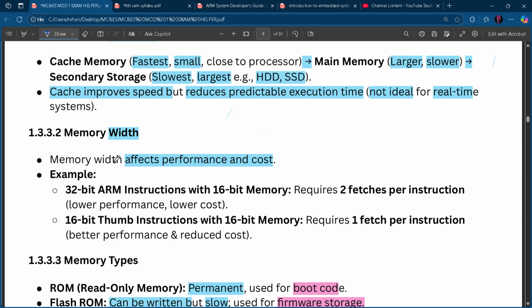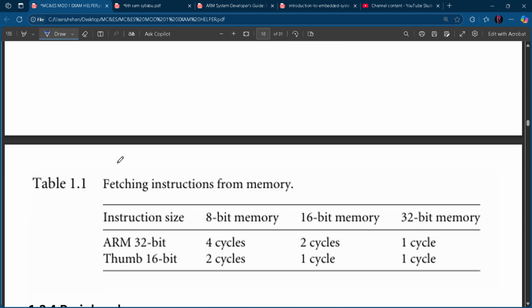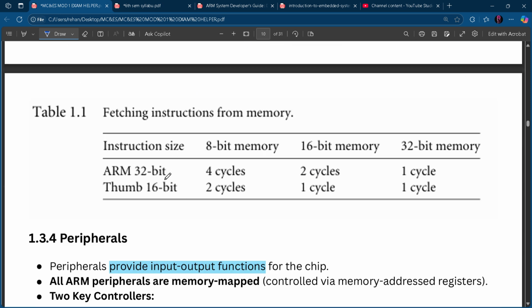Memory width, it's nothing but the size. Memory width affects the performance and cost. For example, you have a high bit instruction, but you have a lower bit memory, so it requires multiple fetches. Whereas if the instruction and the memory are the same bit, or the memory is of higher bit, then it requires fewer fetches. You can see this diagram. Instruction size: ARM 32-bit and Thumb 16-bit. 8-bit memory, 4 cycles, 2 cycles. Yeah, it's like 8 to 16, right?